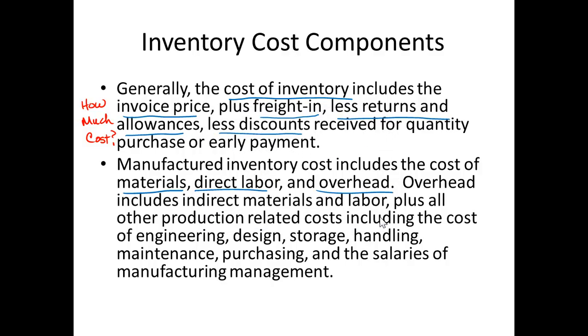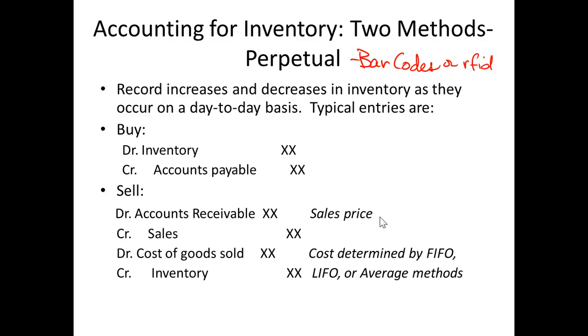When we account for inventory using the perpetual system, our inventory cost components remain the same. They include the invoice price plus freight in minus any returns, allowances, or discounts. In other words, anything that you have to incur in order to get that inventory ready to sell to the customer.